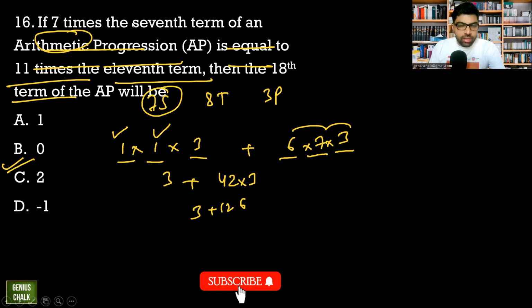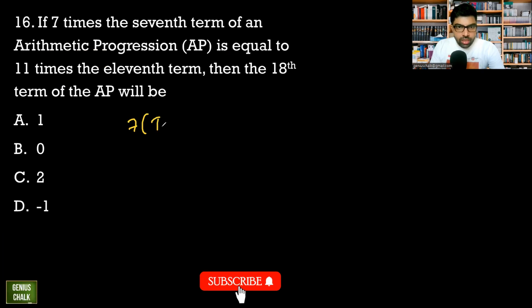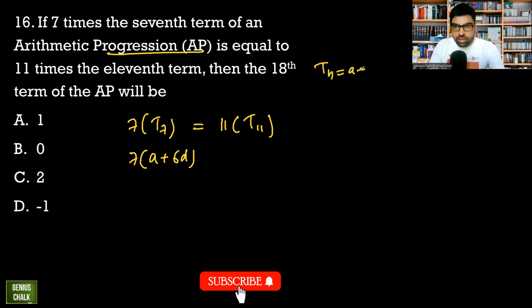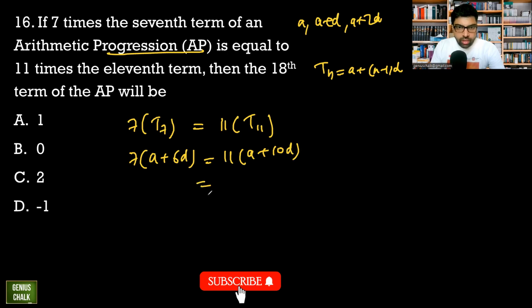If 7 times the seventh term of an AP, 7 times the seventh term means T7, right? AP means the common difference is the same, equal to 11 times the 11th term. That means I can write T11. So 7 times the 7th term, that is A plus 6D. You know how to define the nth term? A plus n minus 1 D. If the series starts with A, then it has a common difference of D. Then 11 times A plus 10D. Just equate it, get your answer.